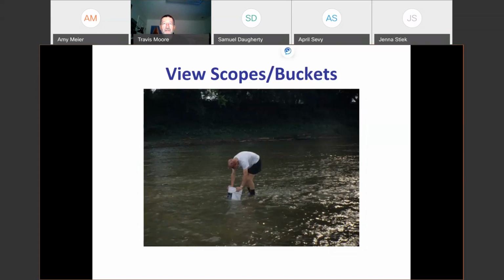View scopes or view buckets, you can actually make one of these. We've done it numerous times. They're an effective method as well, especially great if you want to get kids out so they can see the fish, the mussels, the insects, all the different things that are out there. But the one thing that I will tell you is there is a direct relationship between using a view bucket and having a bad back the next day. So use at your own risk.